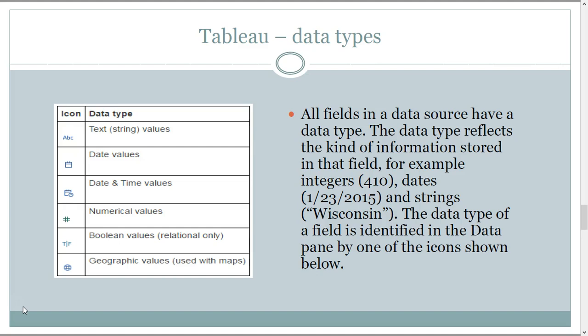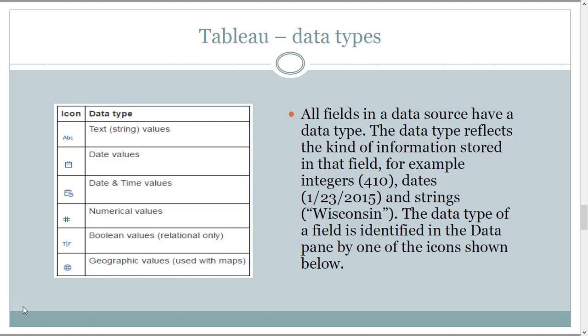So in this video, I'm going to cover the data types supported by Tableau. So in Tableau, the supported data types are text, that is your string values, date and time values, numerical values. It can be both decimal as well as the real number, and Boolean values, also the geographical values.